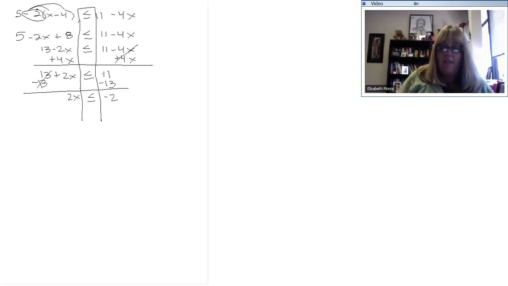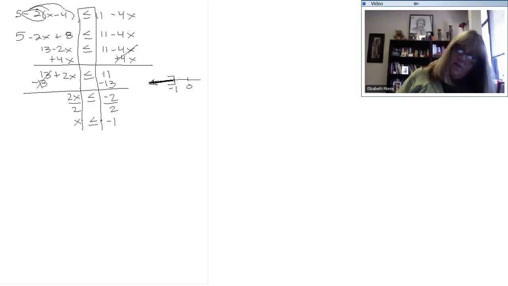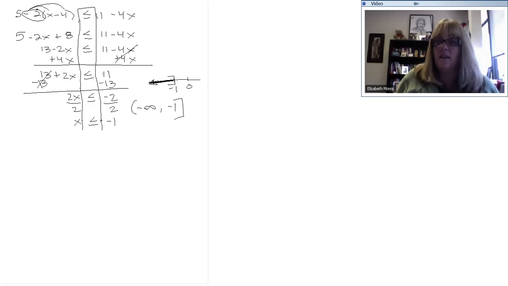Now, am I dividing by a negative number? No. So I do not flip the sign. X is less than or equal to negative 1. We've got the inequality. Now we just need the interval. Okay, so the farthest thing to the left is negative infinity. The farthest thing to the right is negative 1. Infinity always gets parentheses, and negative 1 gets a bracket.